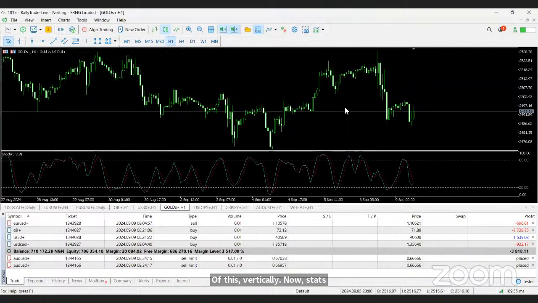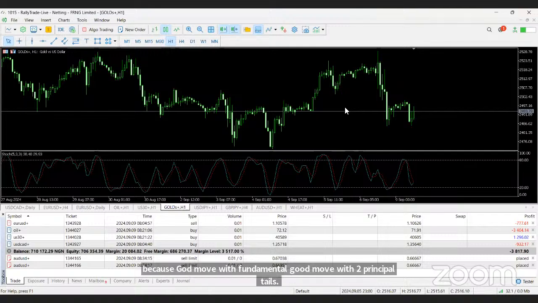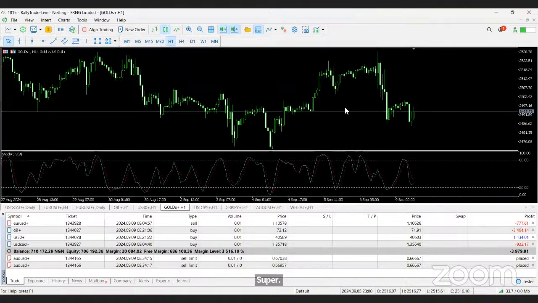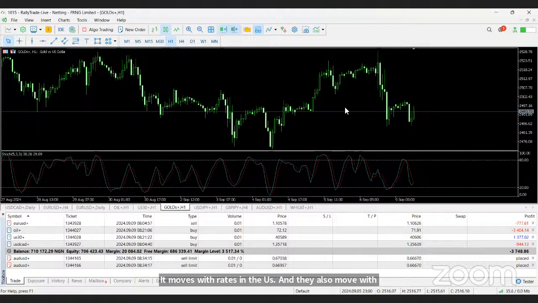Gold does not believe in any of them. Gold does not follow any of them. An indicator will say something, and gold will do something different, because gold moves with fundamentals. Gold moves with two principal things: it moves with rates in the US, and it also moves with treasury yield in the US. So if those things are not happening, gold is not doing anything. Because of that, I do not use candles to judge where the price of gold will go.